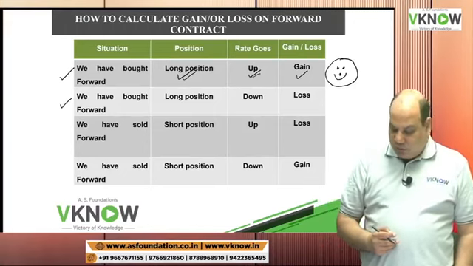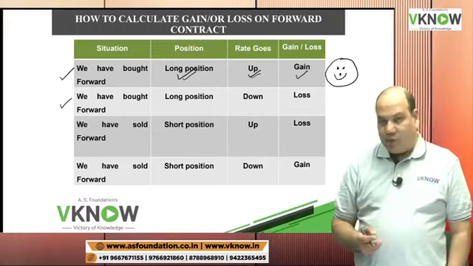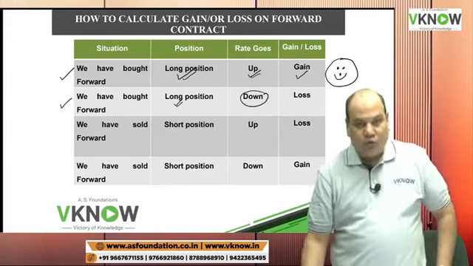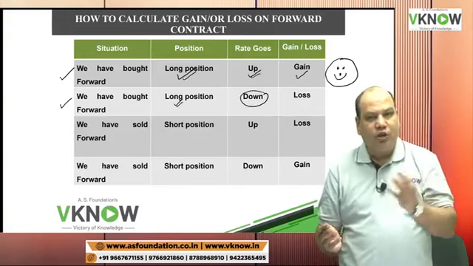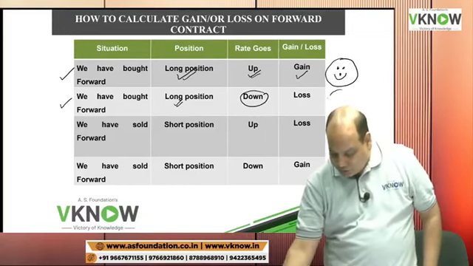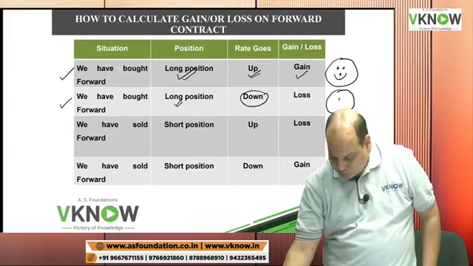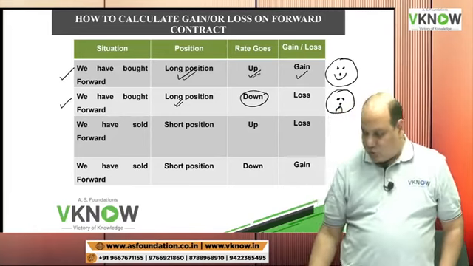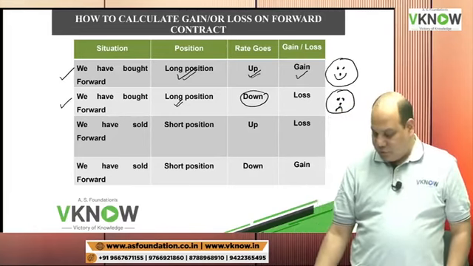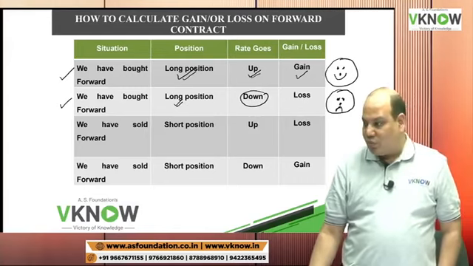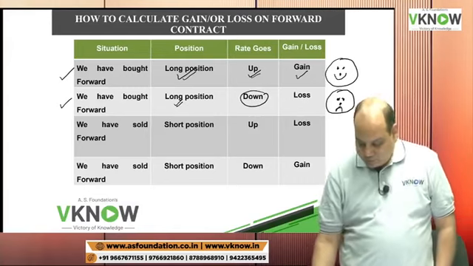Reverse now. We have bought forward, long position, but the rate is going down, from 72 to 70. Rate is going down. There is a potential loss. So Gopal will feel sad. This is the second example which I had given you. Gopal will feel sad.